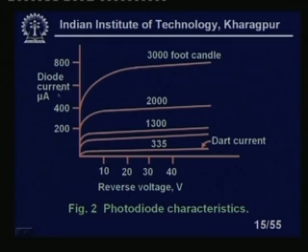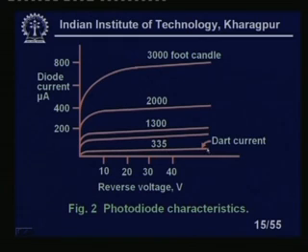This is the diode current in microampere, and this is the reverse voltage. As you increase the reverse voltage, you will find that there is saturation, and this is the incident light, which is given in foot candle. This is incident light in foot candle: 3000 foot candle, 2000 foot candle, 1300 foot candle, 335 foot candle, and this one is the dark current.